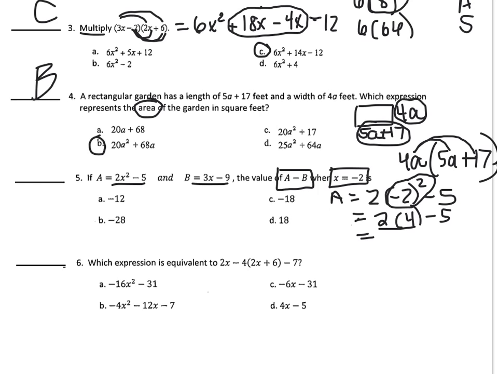Multiplication comes next. 2 times 4 is 8, and 8 minus 5 is 3. So the value of A is 3.